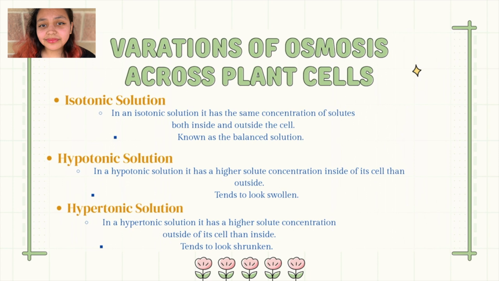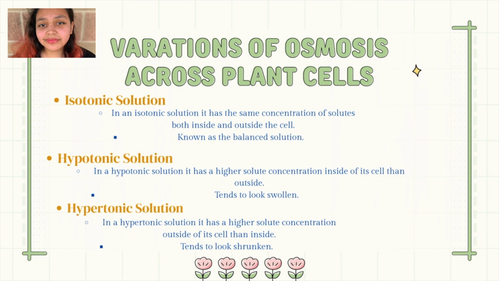So, an isotonic solution is known as a balanced solution, all because it has the same concentration of solutes both inside and outside of its cell. In a hypotonic solution, the cell tends to look swollen. The reason it tends to look swollen is because it has a higher solute concentration inside of its cell than outside. So there's a lower solute outside, but there's a higher solute inside. So remember, low to high.